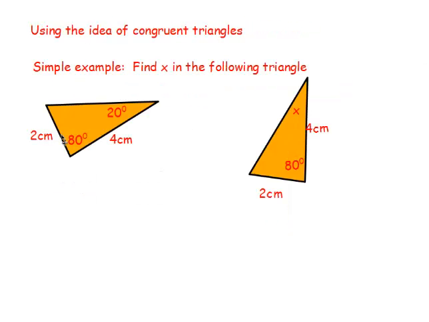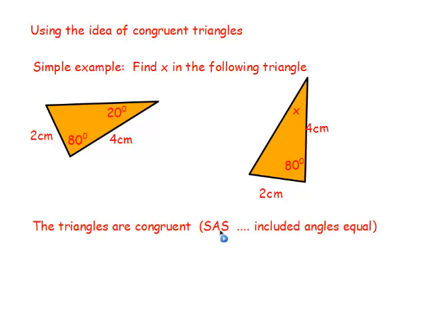Here we have two triangles and we're asked to find angle x in this one. Well, looking at the triangles, we can show that they're congruent. There's a 2 here, corresponds to a 2 here, a 4 here with a 4 there, and the 80 degrees with the 80 degrees. And the 80 degrees is between these two sides, the 2 and the 4 in both triangles. So the two triangles are congruent, SAS, side, angle between the two sides, corresponding sides.